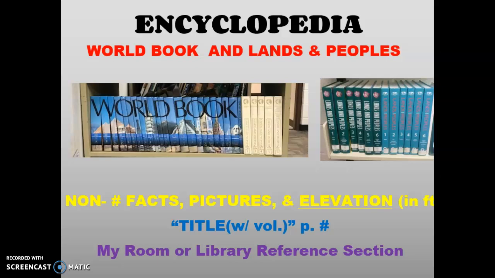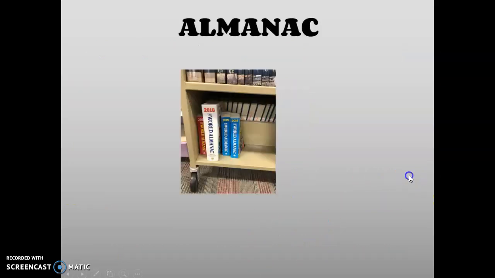Now, the Lands and Peoples are specifically an encyclopedia about countries in the world. You can quickly find the elevation of countries, the highest point and the lowest point in feet, without going online. If you go online, you'll probably have to convert it to feet because it'll be found in kilometers. If you're going to use this resource, all you need to do is give me the title, the volume, and the page number. So World Book Encyclopedia, Volume M, page 712. That's all I'm looking for. And these are in my room and also in the library.